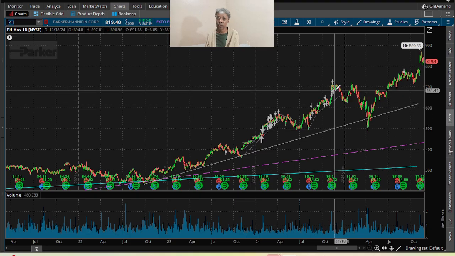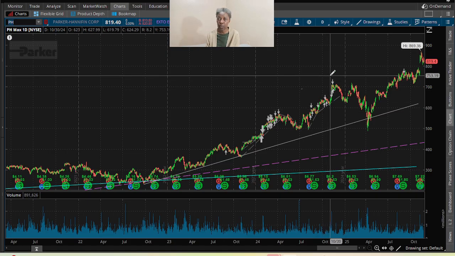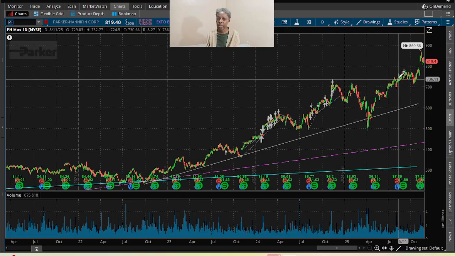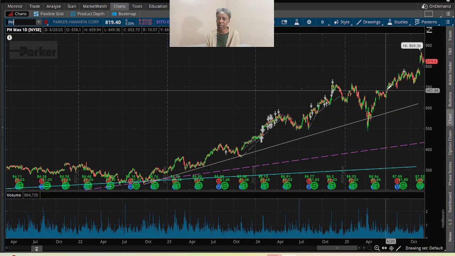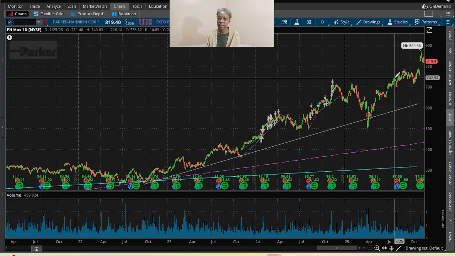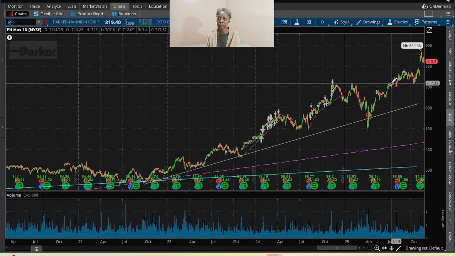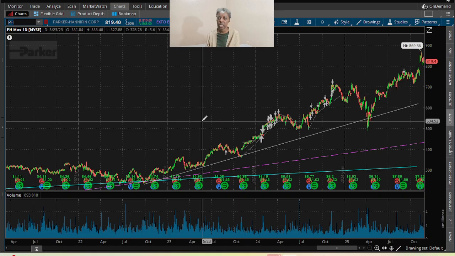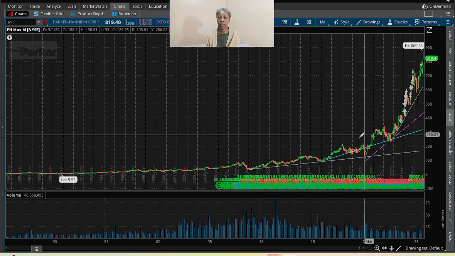And PH, let's see. We purchased PH somewhere there last year. Arrows facing up show where we purchased, and arrows facing down show where we sold. We purchased it last year and we sold it this year. So for a good amount of time we were negative in it, and then we became positive. It started reaching a new high after touching base with that support line around this area, and then we sold it shortly after.